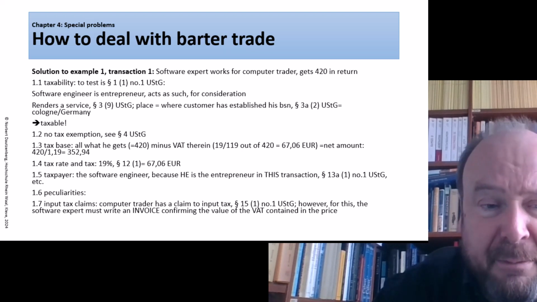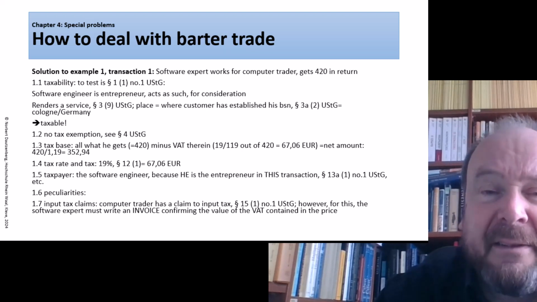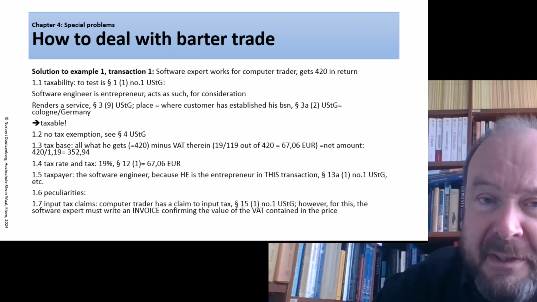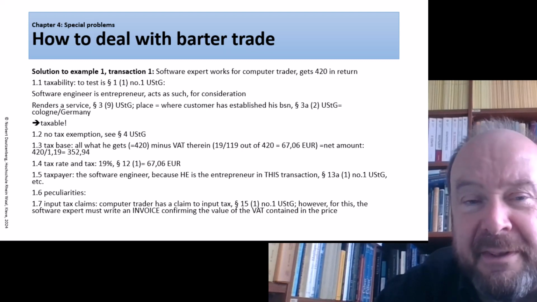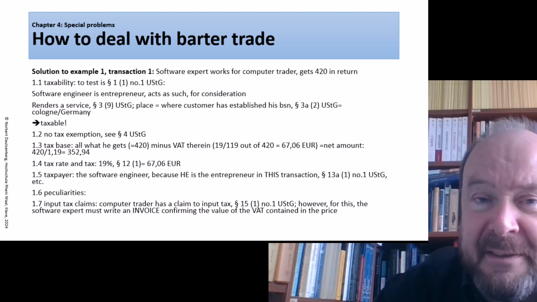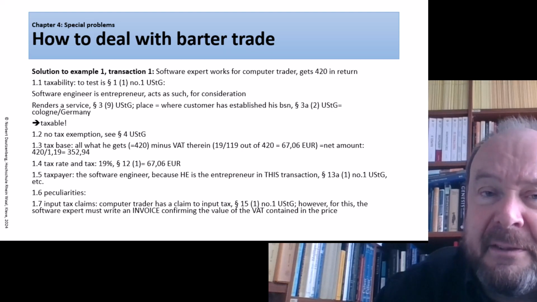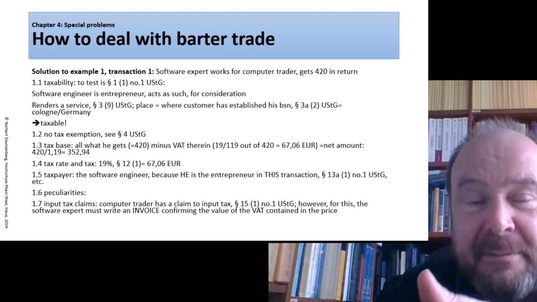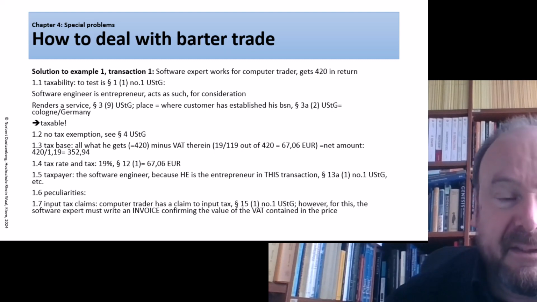The tax base will be all he gets, that's 420 minus the VAT included therein, if there is a VAT included therein. Under the law, there is a VAT amount, so the net amount is 420 divided by 119%, that's 352.94. The tax is 19%, that is 67.06. Taxpayer is the software engineer because he renders a service and he has to pay the VAT for this service. And everything else is as usual.